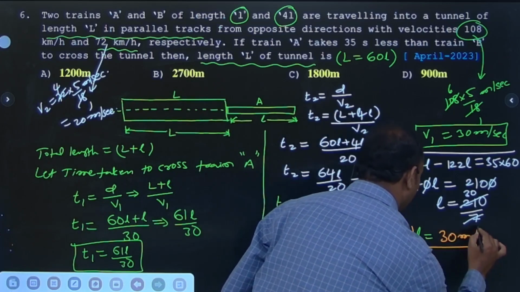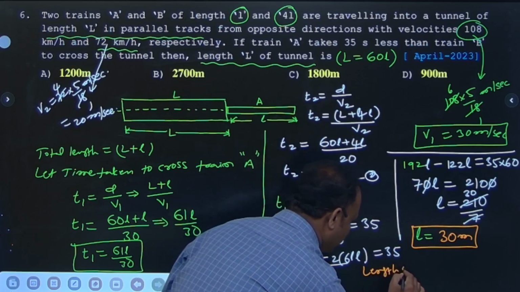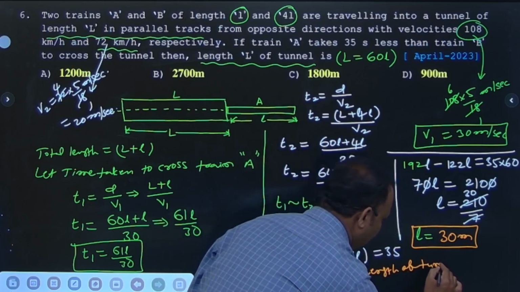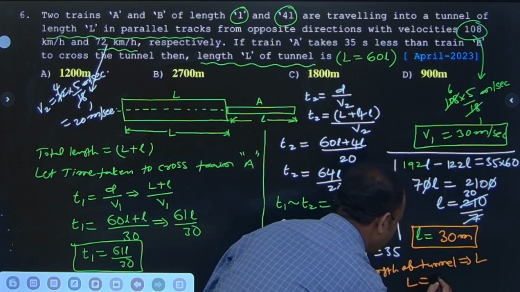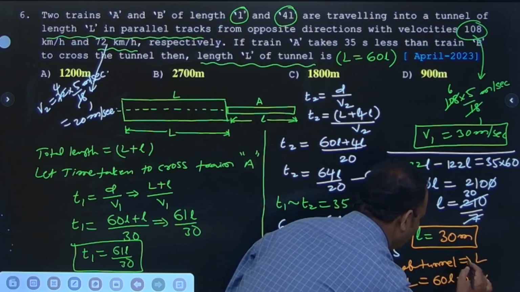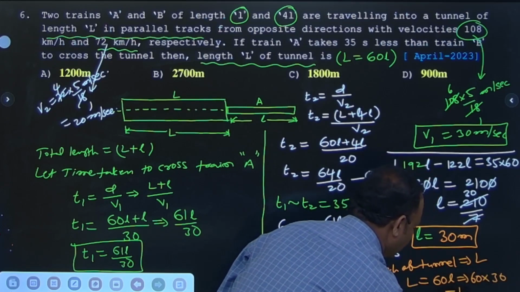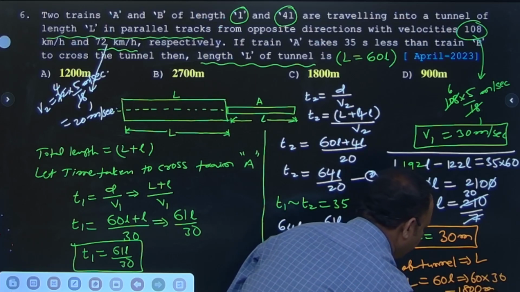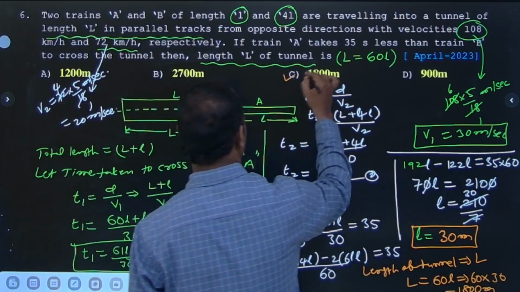Now we are asked the length of the tunnel. The length of the tunnel, capital L, is 60l, which is 60 into 30, so 1800 meter. My answer is 1800 meter. Option C is correct.